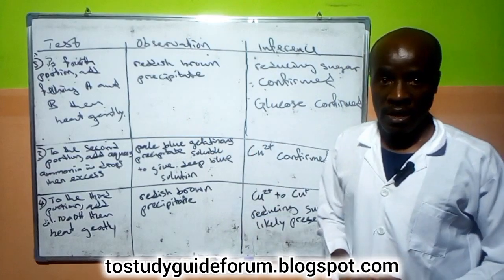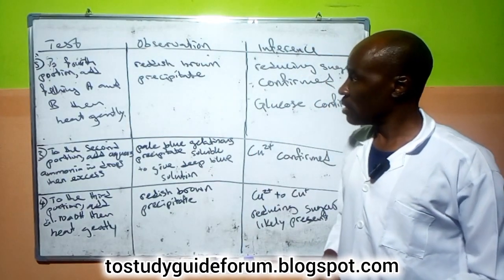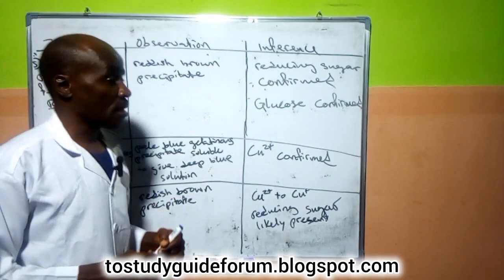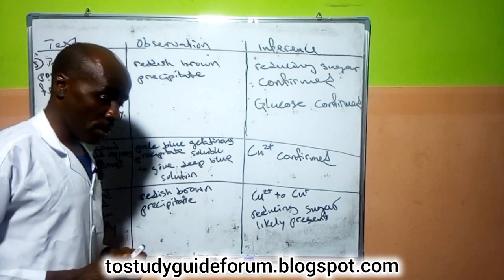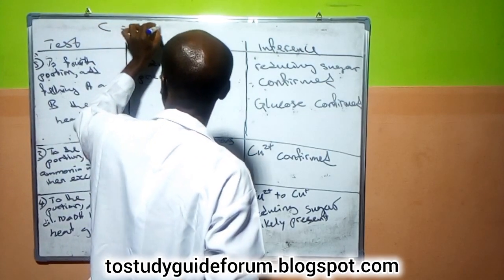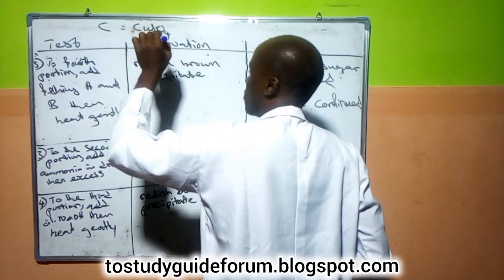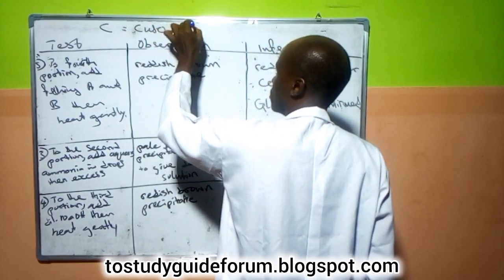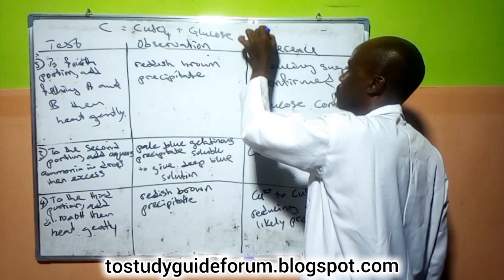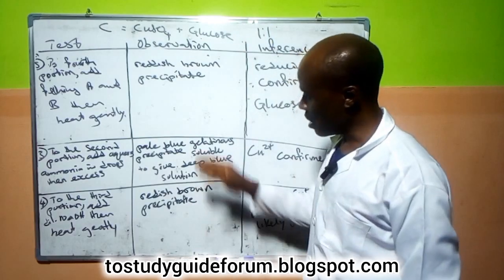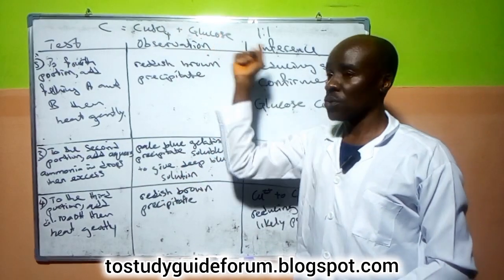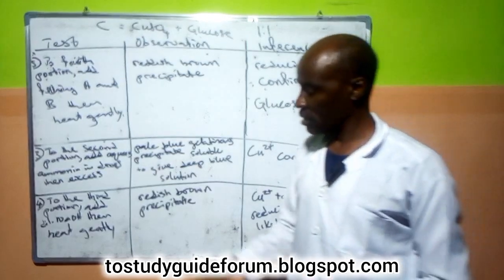So this is what we have, and like I said, I'm going to be showing you this at the end of this class. Getting to this point, the mixture of salt C is a mixture of copper sulphate and glucose, in the ratio of 1:1. So all the things we have done here are the tests in identifying copper and glucose.